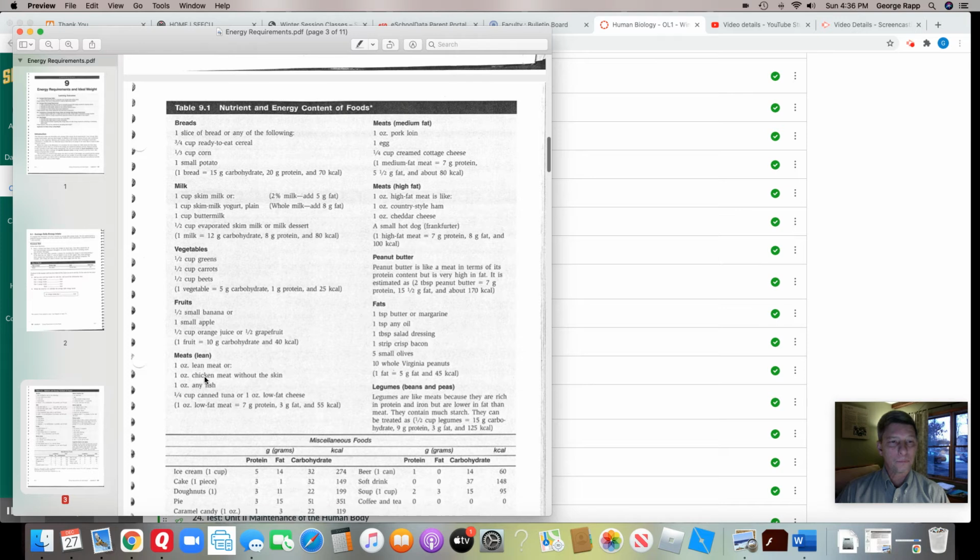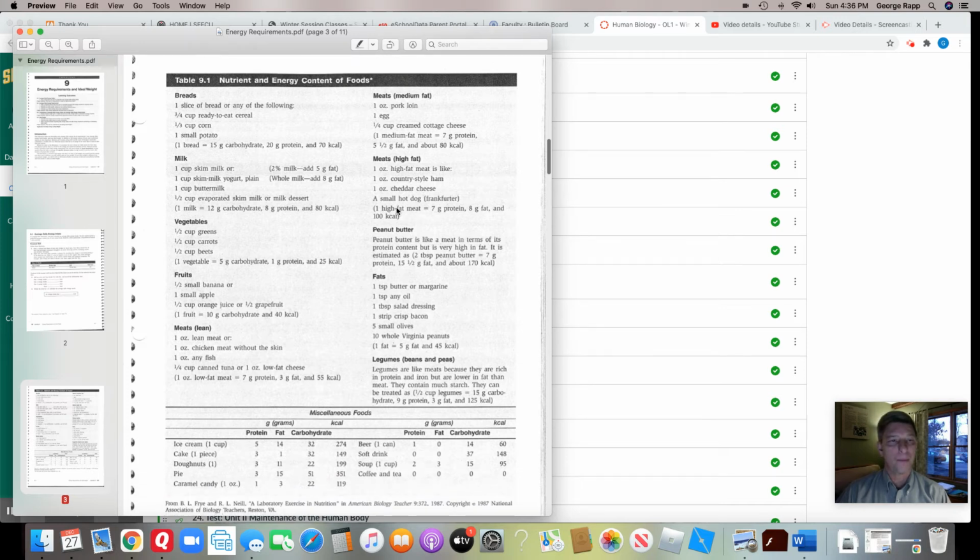Now, there is a list of some different foods here, but quite frankly, the easiest thing to do is just Google it. How many calories are there in a hard-boiled egg? How many calories are there in a slice of toast? How many calories are there in a bowl of Fruit Loops? You should be able to find that information fairly easily using the interweb.